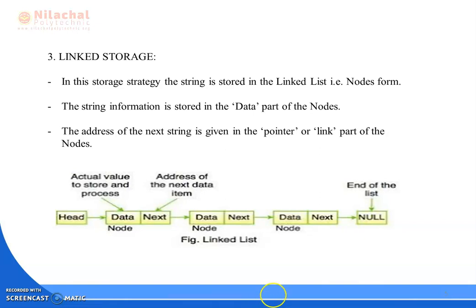In the diagram we can see the string has two parts in node form, that is the data part and the next part, which we can say is the pointer or link part. The data part stores the actual value, that is the string information, whereas the pointer or link part stores the address of the next data item.